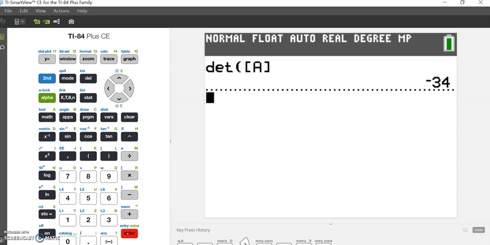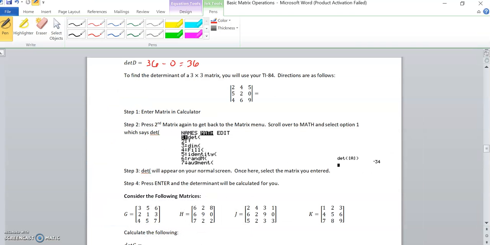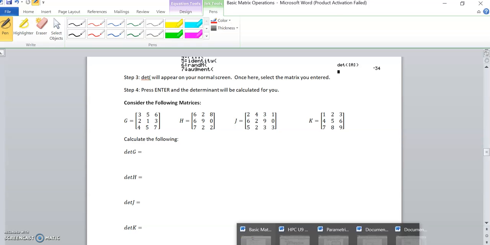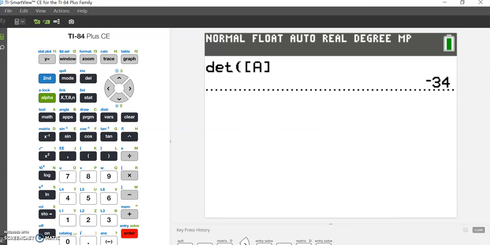So from there we would go through, if you look back at your paper, you've got matrices G, H, J, and K. And what you need to do is just go through. You could rewrite matrix A, redefine it, and B, C, and D, or just keep rewriting over matrix A over and over and finding the determinant. But if we wanted to do J, real quick, I got the time.